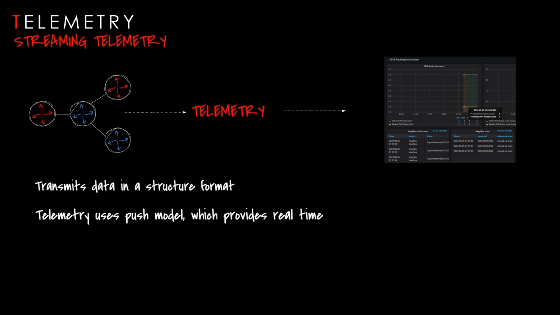So streaming telemetry provides a mechanism for choosing data of interest from a router and transmitting the data in a structured format to a remote management station for monitoring. Telemetry also uses the push model, which provides near real-time access to the monitoring data. This mechanism allows for automatic tuning of the network based on real-time data, which is crucial for its seamless operation.